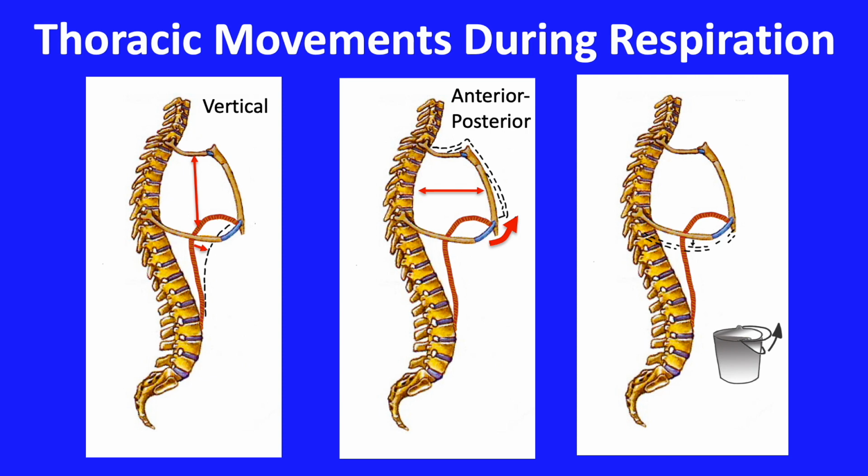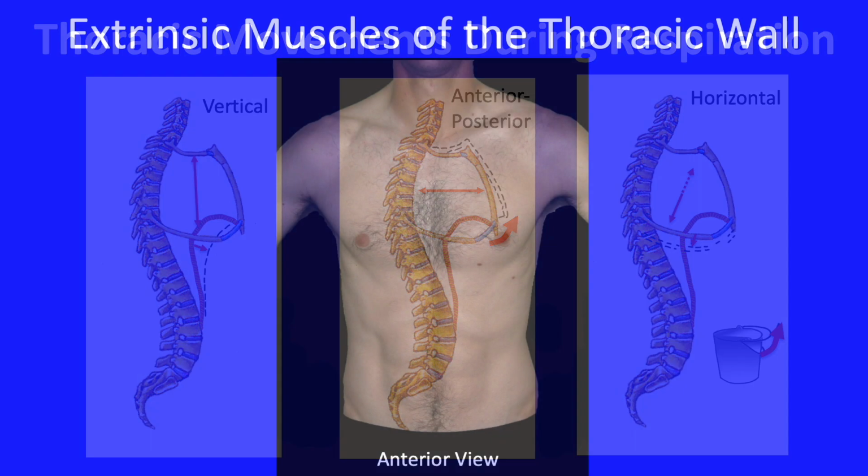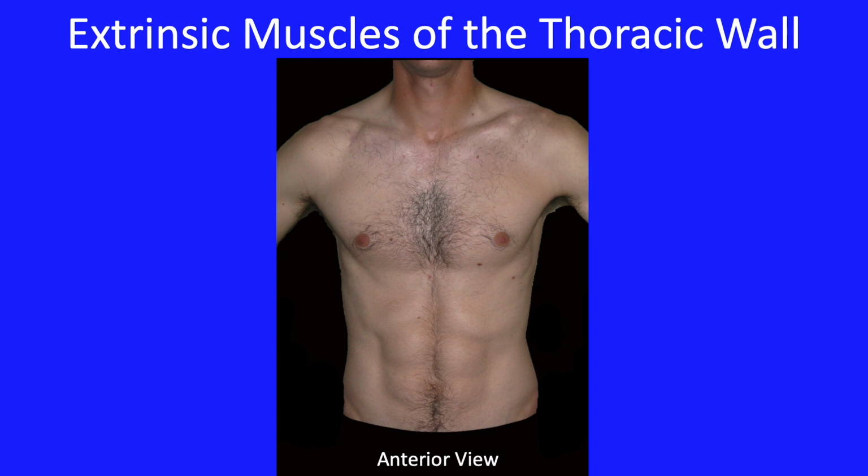And third, the horizontal spaces increase because as the ribs move upwardly, they also increase the axial dimension of the thorax. Think of a bucket handle. When the bucket handle is raised, a gap is formed between the handle and the rim of the bucket. The same thing happens in the thorax and the elevation of the ribs, leading to an increase in the horizontal dimension. We now define the muscles responsible for rib and sternal movements.